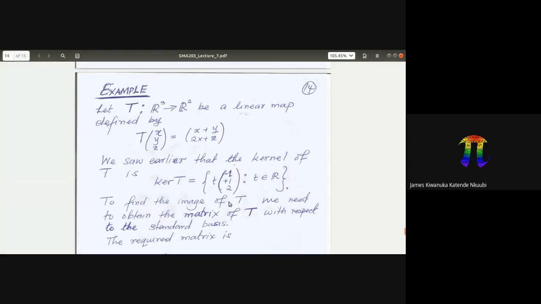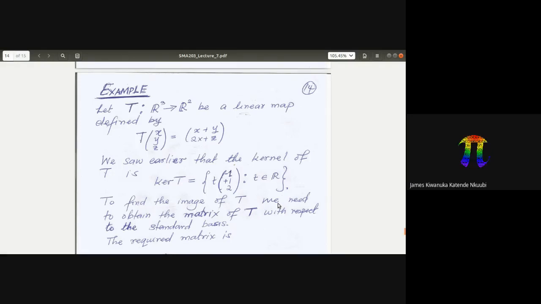So we need to find the image. Remember, the kernel will be a subset of R3. So it's made up of vectors, which are multiples of this one, -1, 1, and 2. Are we together? Yes. Good.